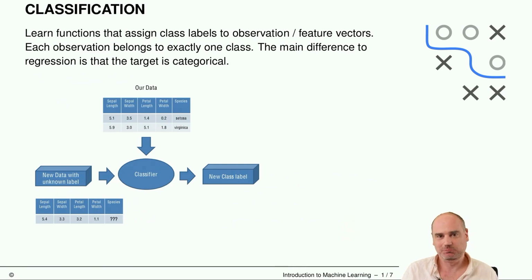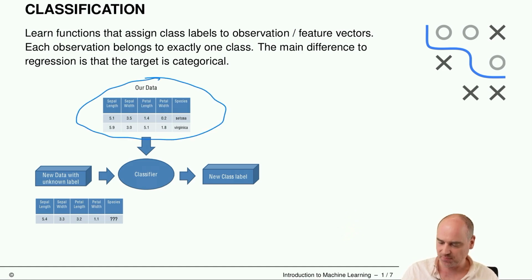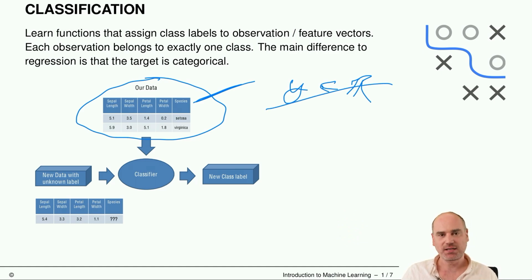Okay, so as I've already said, it's not a very big difference between classification and regression. So we are still learning functions. We are learning predictive functions, and we are learning predictive functions based on data. As we are in supervised learning, we'll assume that our data is labeled. And the major difference now is that our labels Y are not from R anymore, so they are not real values, but they are categorical measurements.